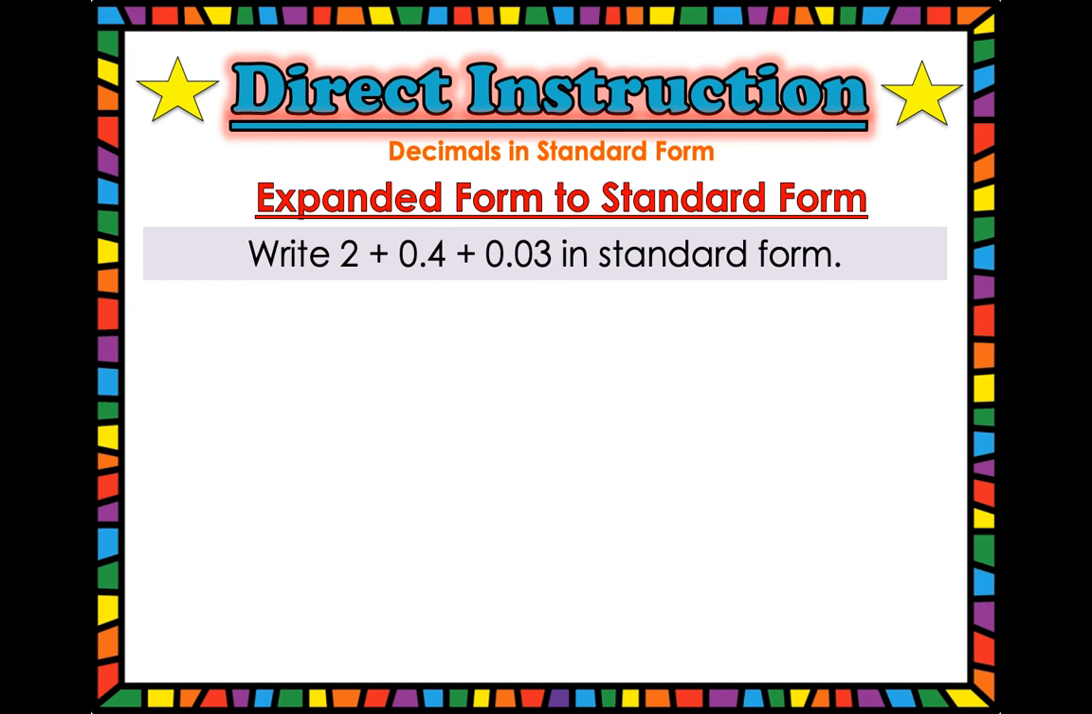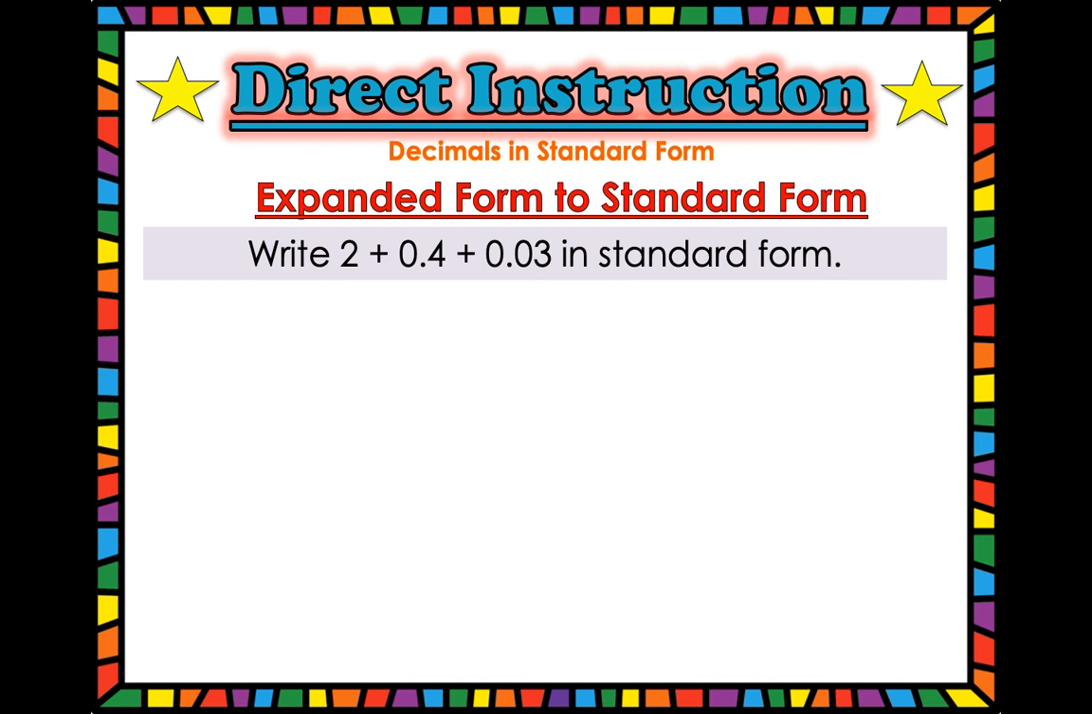Okay, so we have 2 plus 4/10, because we know that this is the ones place, this is the tenths place, plus 3/100ths. Okay, same thing. You really need to know your place value, especially your decimal place value, to be successful with this. But don't worry, on the form I will put a place value chart for you to use until you become a little bit more familiar with it.